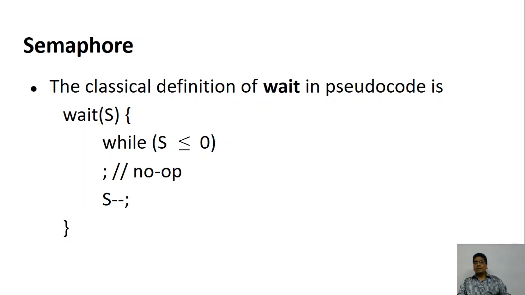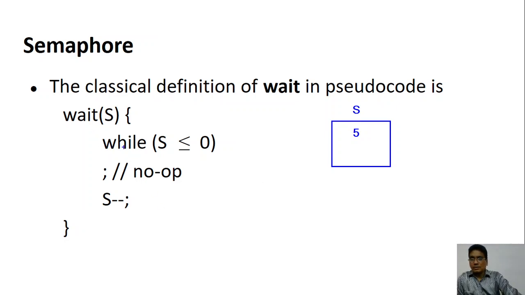First one, wait. What is the wait operation? Wait on S, so S is an integer variable. Again, note that S is an integer variable. Integers can take 0, 1, 2, 3, 4, 5, 6 and so on. The integer can also take -1, -2, -3 and so on. So what this wait is doing, suppose the value stored here is 5.